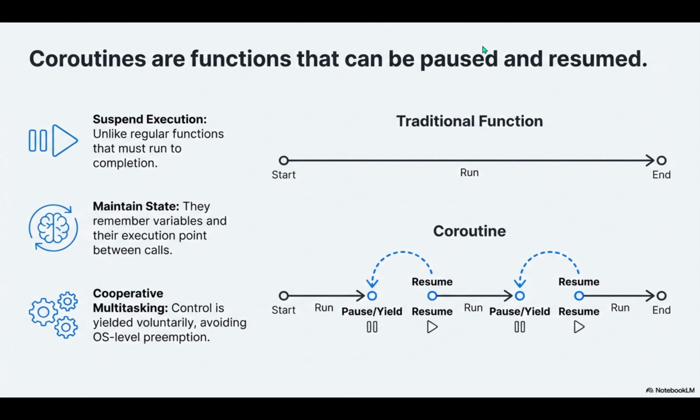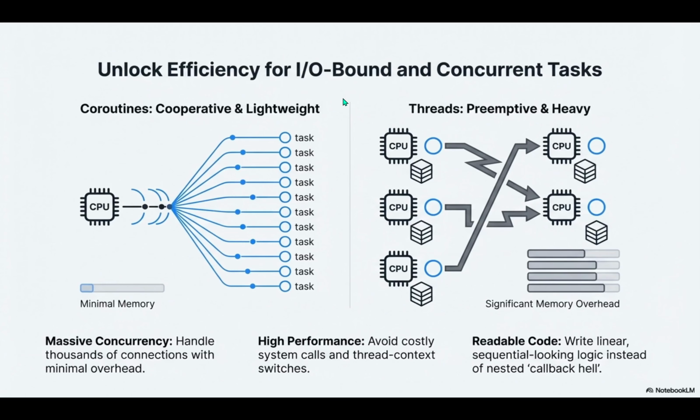So let's start with the essential why. We mentioned threads are heavy. Can you break down why coroutines are so much more efficient for these I/O-bound tasks? Yeah, it really just boils down to two things: context switching cost and memory footprint. Think about traditional threads. They're managed preemptively by the operating system kernel. So when one thread has to wait, the kernel itself has to step in, save the entire state of that thread, and then load the state of the next one.